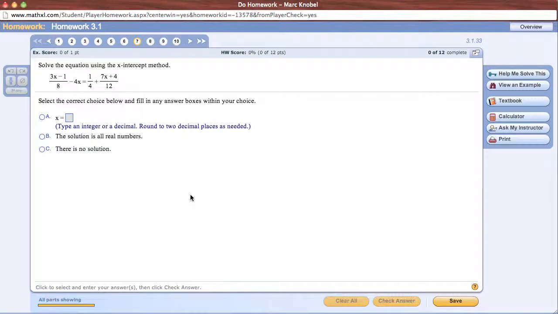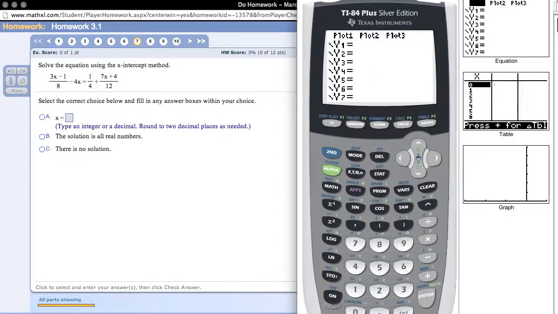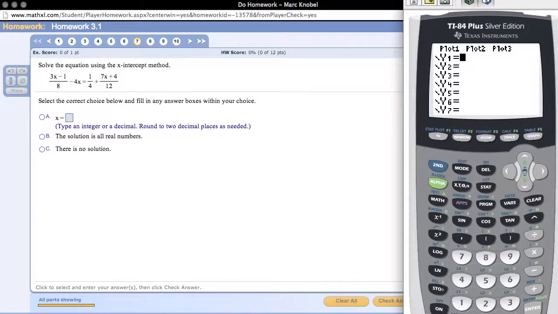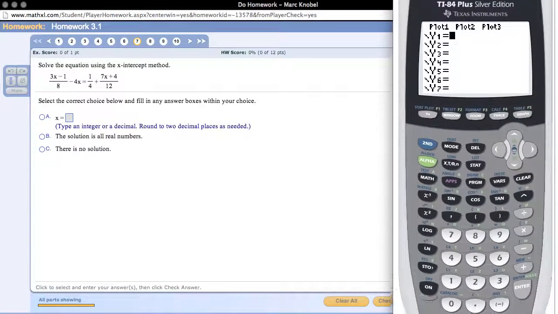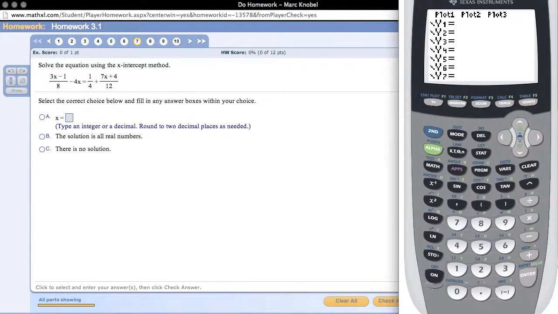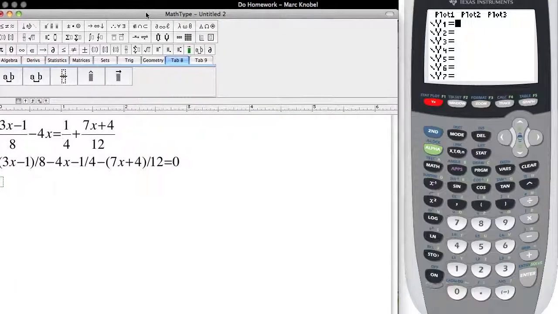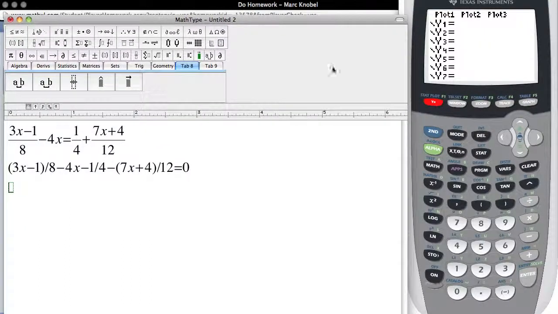The next thing I want to do, as I said a second ago, is set one side of the equation equal to 0 and then enter the other expression as y1. So I bring up my graphing calculator here. All right. I'm pressing y equals, and the first step is to enter that expression we saw just a second ago. I'm going to enter the expression 3x minus 1 over 8 in my graphing calculator, the expression on the left in the second equation.